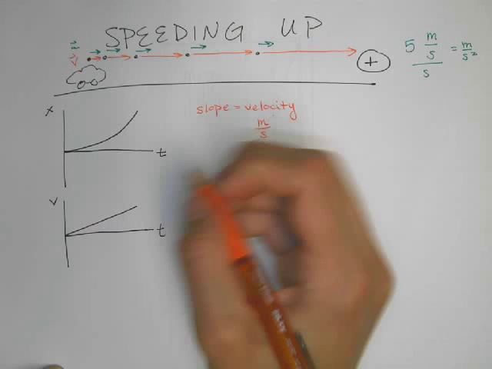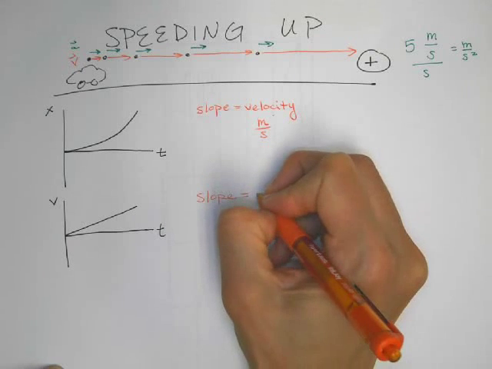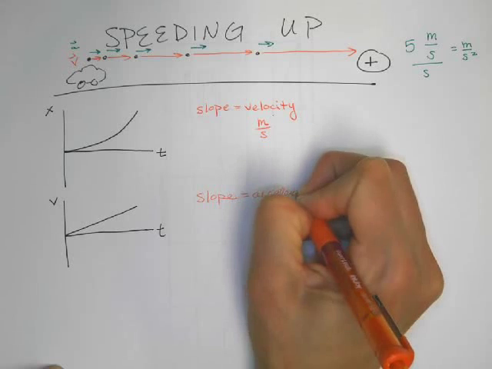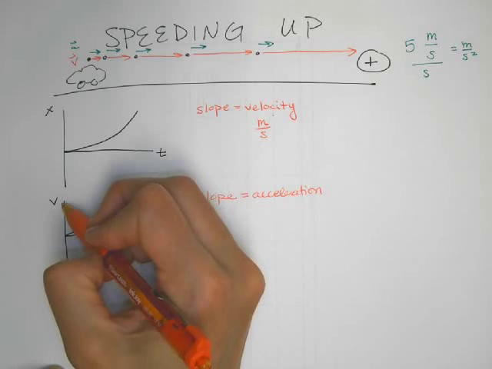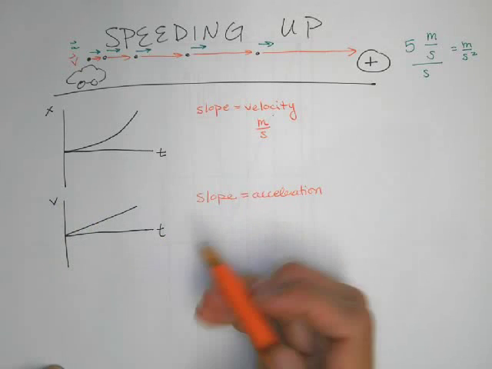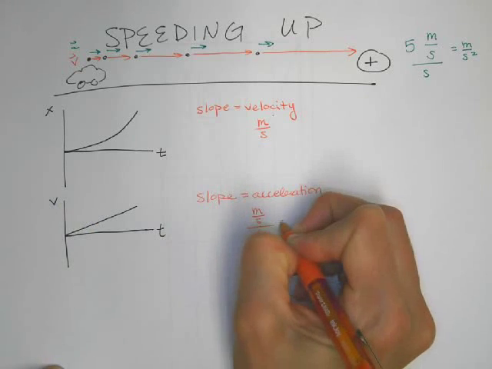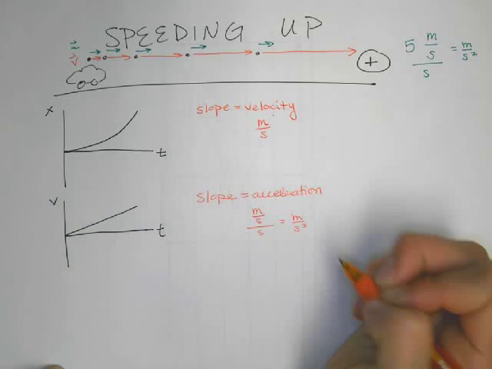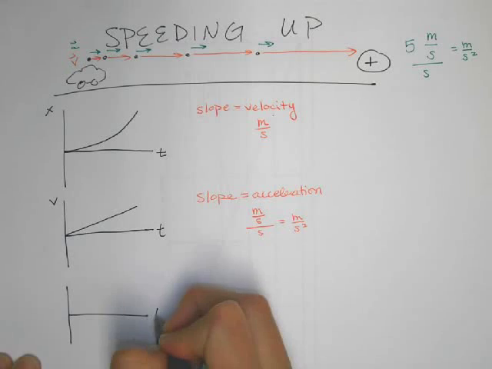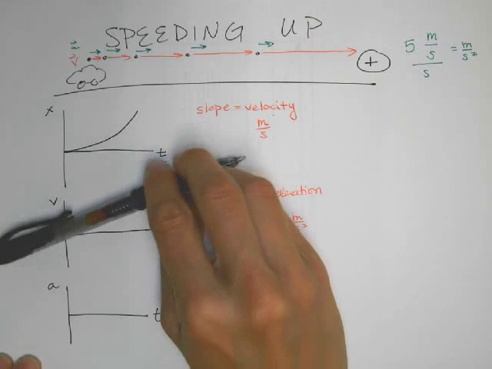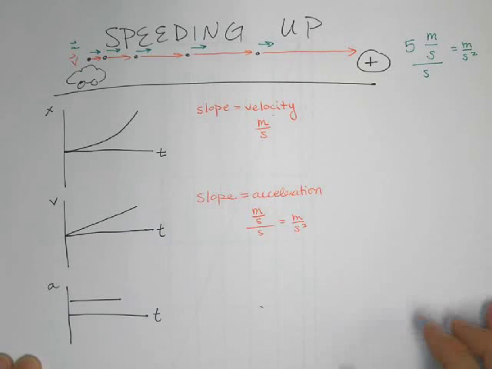The slope of our velocity versus time graph represents acceleration. We know this because of the units. We have meters per second on the y-axis and seconds on the x-axis. So the units are meters per second per second, or meters per second squared. We can use this information to draw an acceleration versus time graph. The slope of my velocity versus time graph is constant and positive, so my acceleration graph will show constant positive.